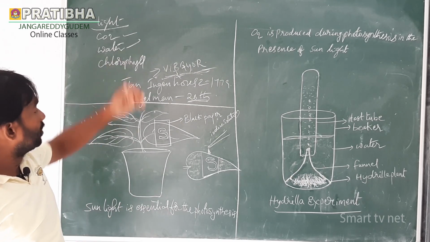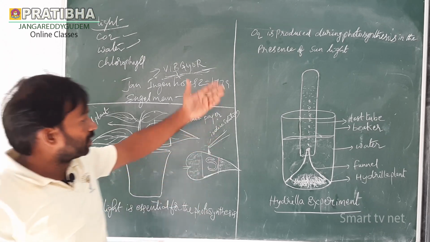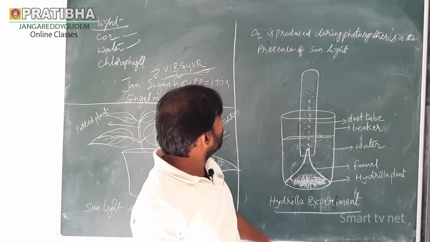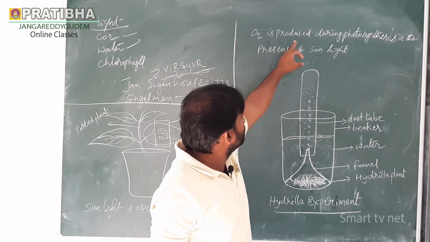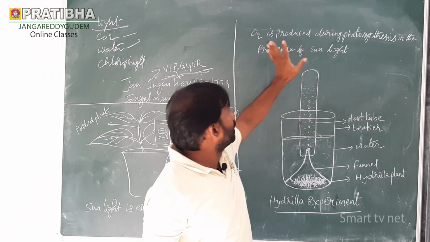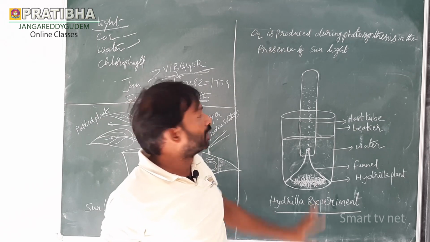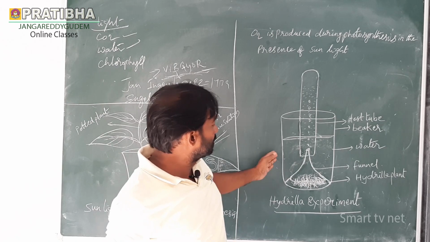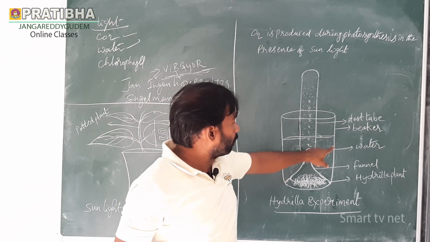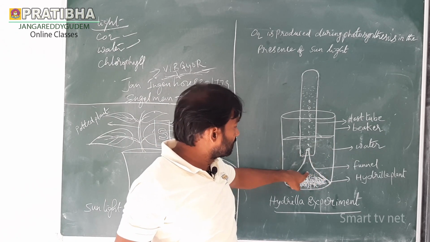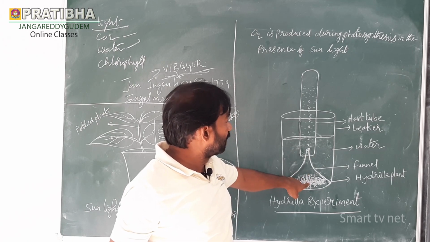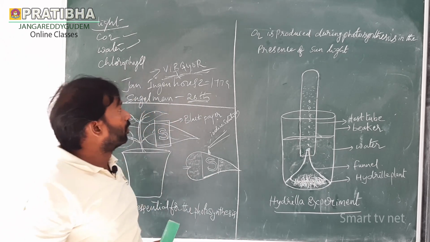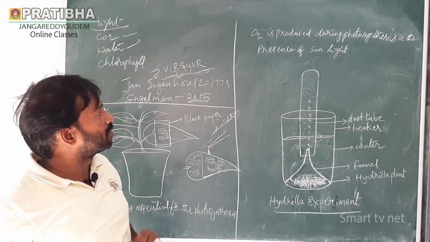So these scientists also conducted one experiment, that is the hydrilla experiment. For this experiment, the aim is: oxygen is produced during photosynthesis in the presence of sunlight. The materials required for this activity are a beaker, water, a funnel, hydrilla plant, and a test tube. These are the materials required to prove oxygen is produced during photosynthesis.